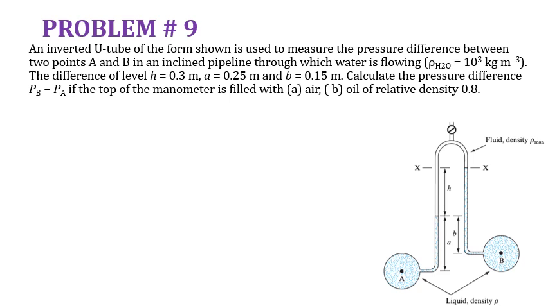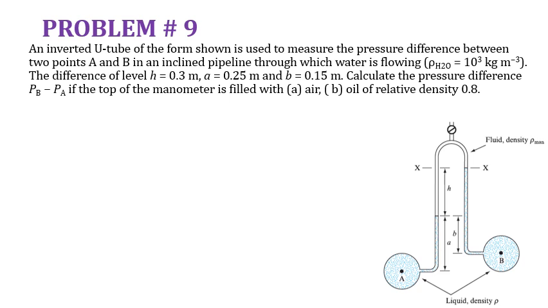Again, for the inverted U-tube manometer, I believe now you must be able to solve this. In this case, they have asked to calculate the pressure difference PB minus PA. If only the pressure difference is written, you could determine either PA minus PB or PB minus PA. But here they have mentioned it should be PB minus PA. If the top of the manometer is filled with air, and then a second case when it is filled with an oil of relative density, actually this is specific gravity, 0.8.